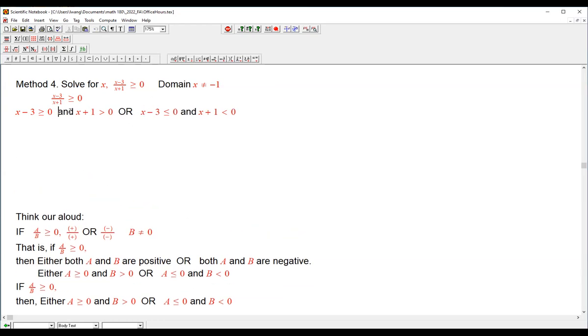Okay, so let me just make some space between these OR cases so they're not so squished together. Okay, so here on this side, we're going to have x greater than or equal to 3. And we're going to bring that logical connection with it. So x is greater than -1. Or on this piece, we will have x less than or equal to 3 and x is less than -1.